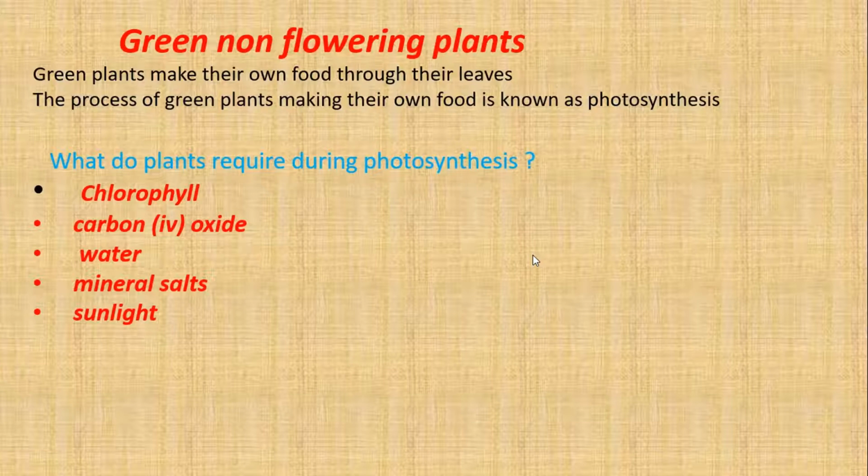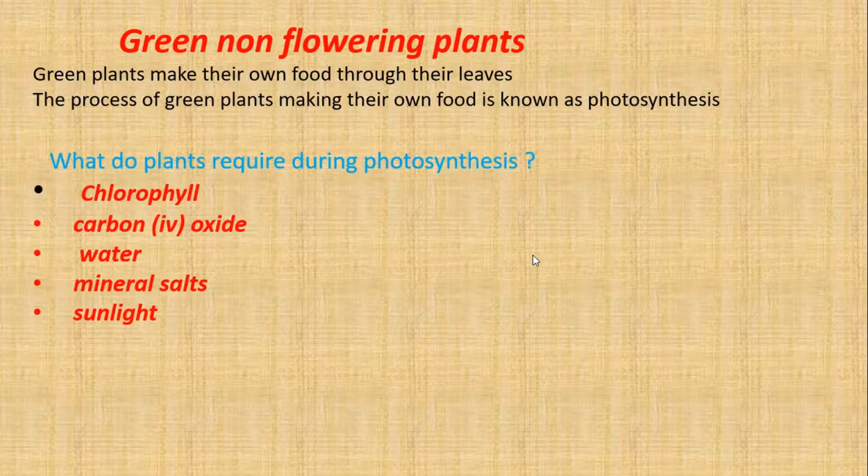They also require carbon dioxide, the gas that we breathe out. To us, it is a waste, but to the plants, it's very useful. They use it to make their own food. We also ought to water the plants because water is necessary during photosynthesis. We also have mineral salts, as manure provides the plants with mineral salts, and they also make their food when it is sunny.